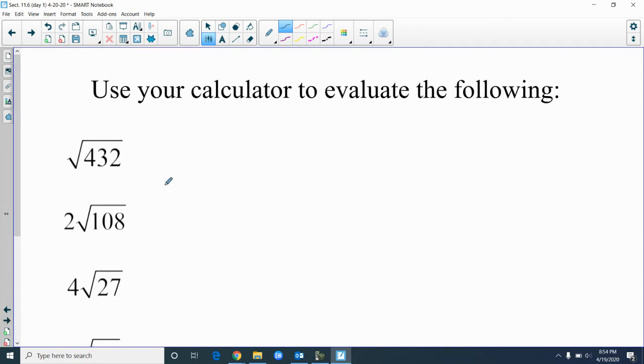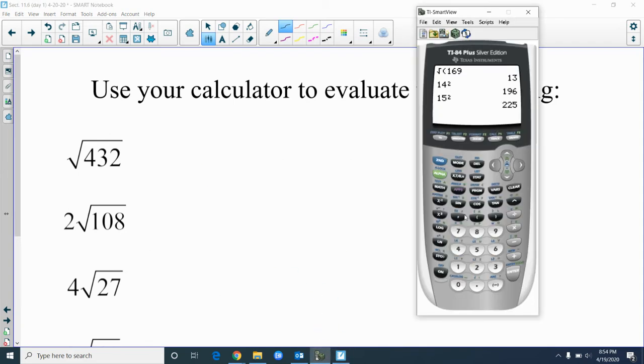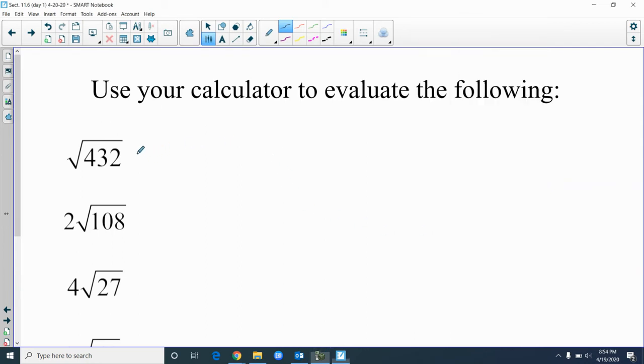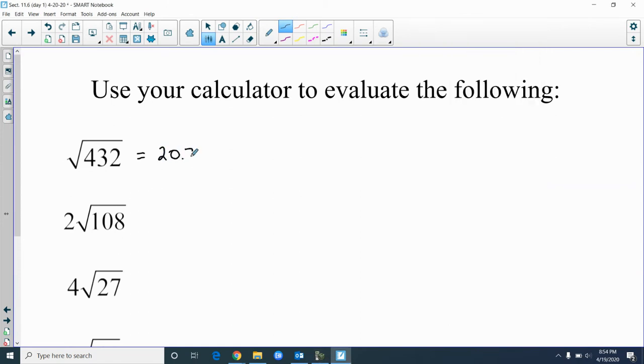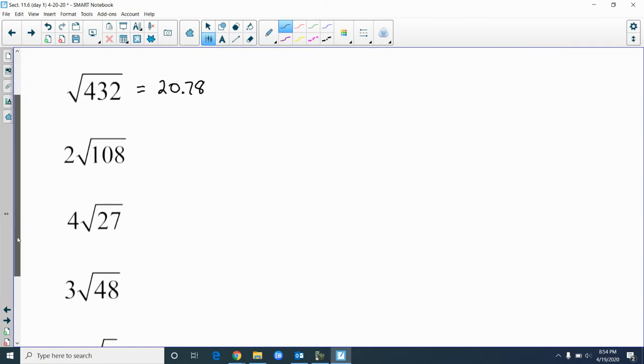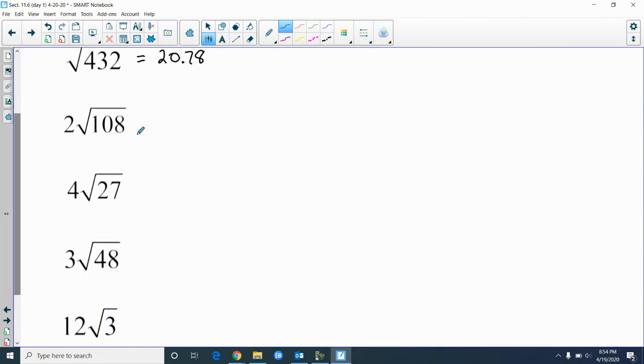All right, this is not on your guided notes, so just kind of pay attention. If you have your calculator, do follow along. Square root of 432. Okay, that is not a perfect square, and when I hit the square root of 432, I get a decimal, and I'm going to round it to the nearest hundredth. And when I do that, that gives me 20.78. Now what I want you to do is just plug in these other ones and see what you get.